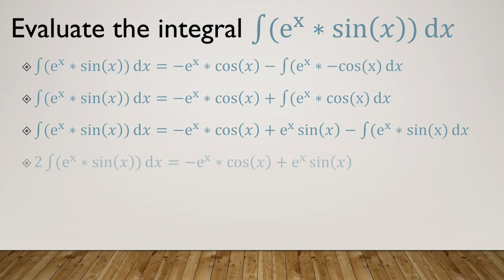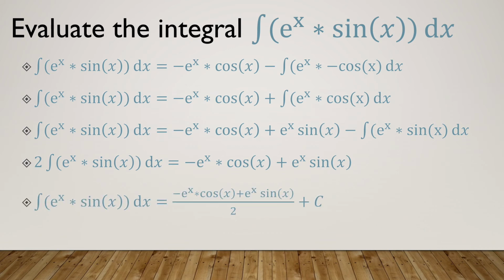And now we see that we actually have the integral that we started with in our integration by parts. From here, we just need to add the integral to both sides, doubling the original integral that we started with. From here, we're just one step away from our answer. So we need to isolate the original integral by dividing both sides by 2, which gives us negative e to the x times cosine x plus e to the x times sine x over 2 and a constant.